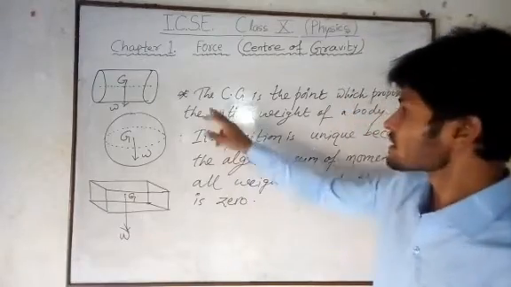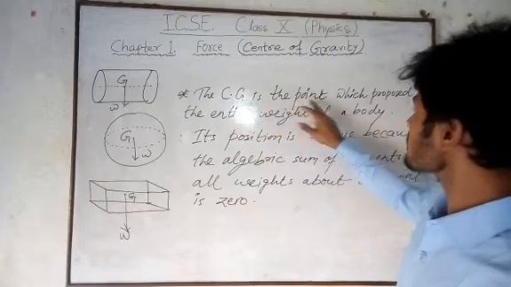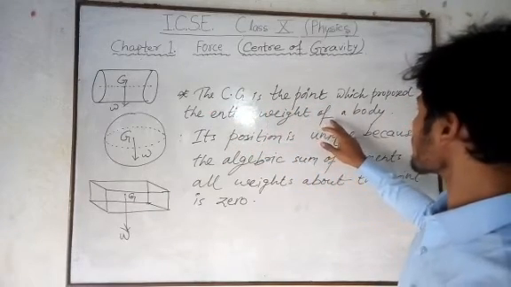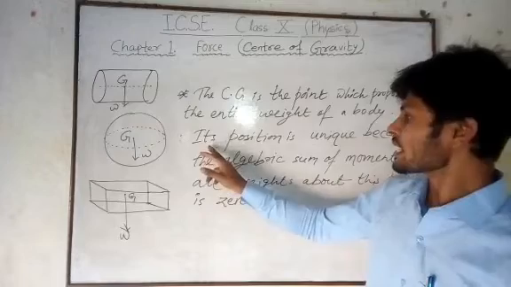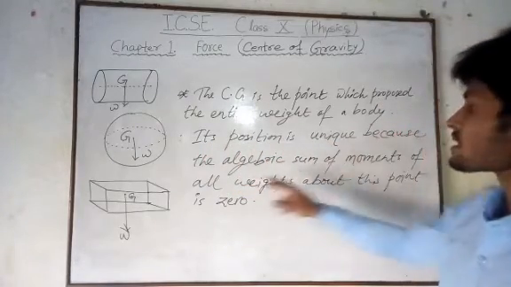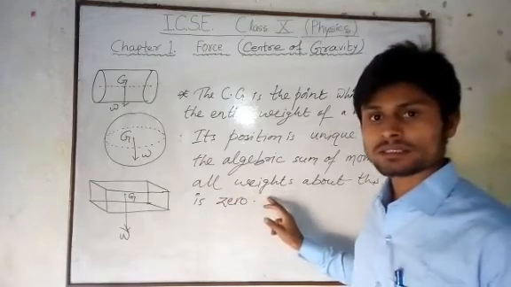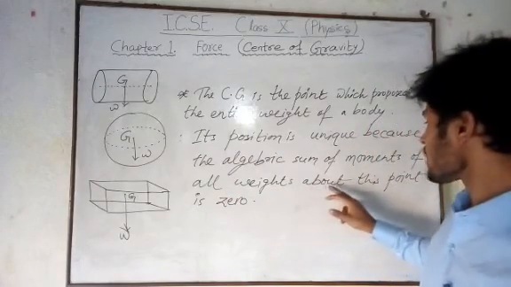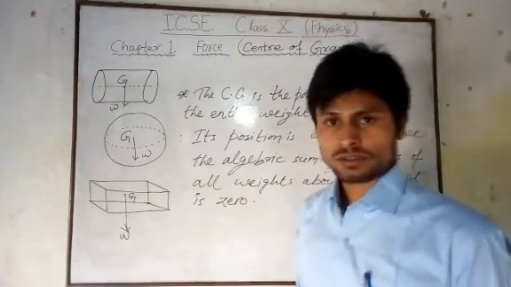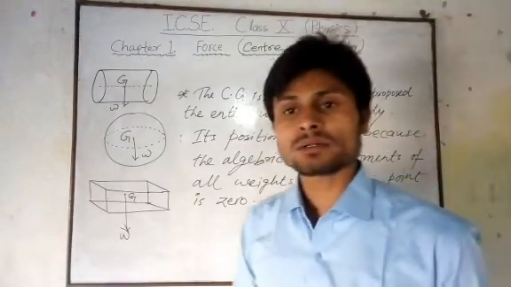So students, this is about center of gravity. The center of gravity is the point through which the entire weight of a body acts. Its position is unique. Why is it unique? Because the algebraic sum of moments of all weights about this point is equal to 0. That means all the moments about the center of gravity equal 0.